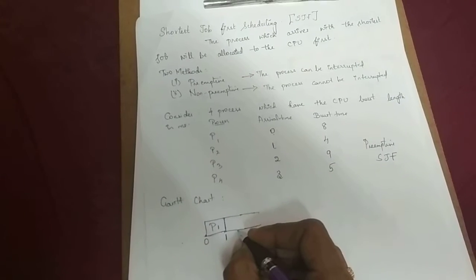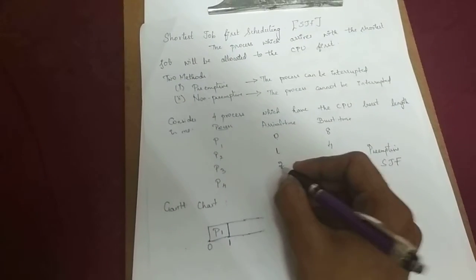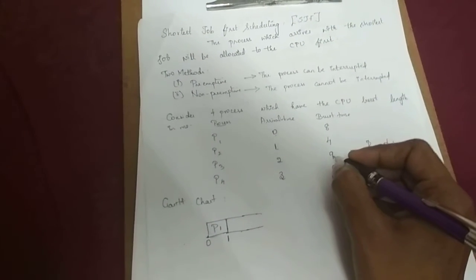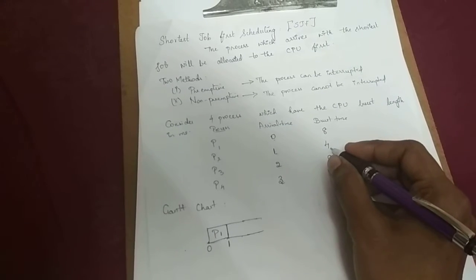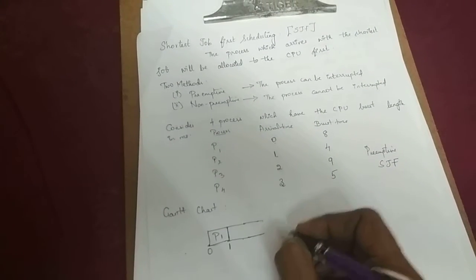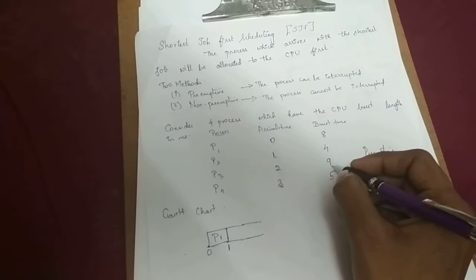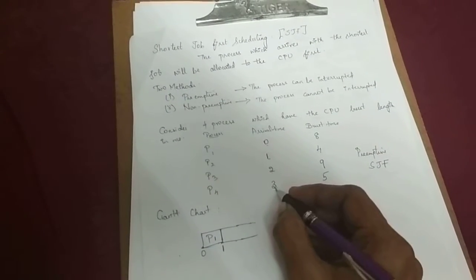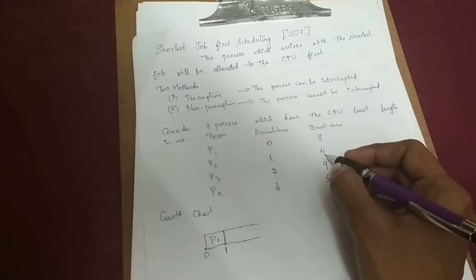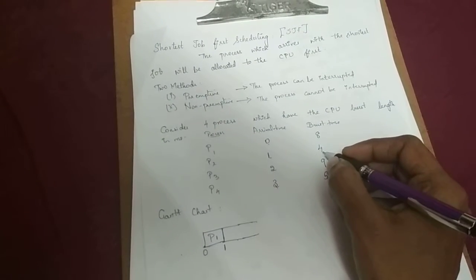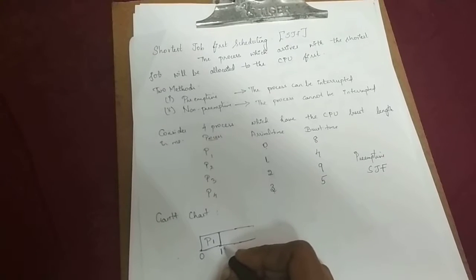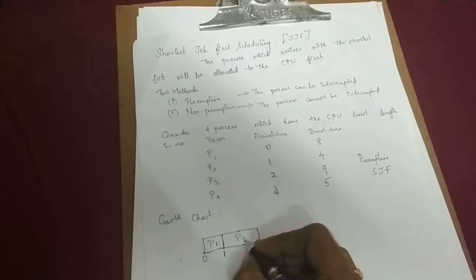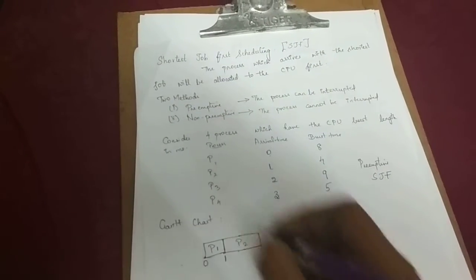Before that, at time 2, P3 enters, but its burst time is greater than P2's. So P2 continues its execution. Next, at the 3rd second, P4 enters, and this also has a burst time greater than P2's. So P2 has no problem and continues its execution. So at 5, P2 is executed. At 2 and 3, all the processes have arrived.